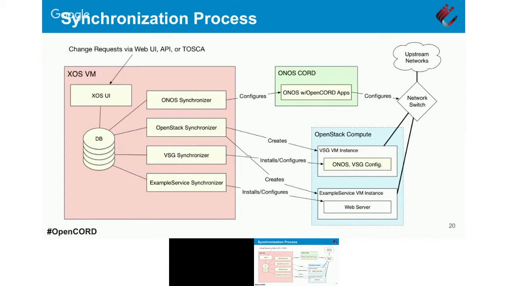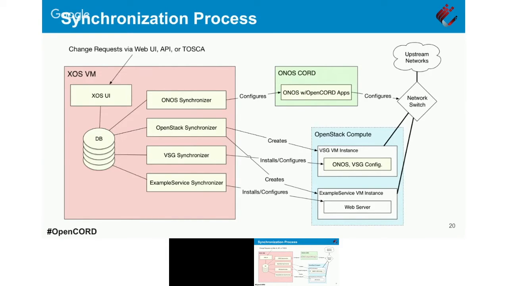This shows the synchronization process. When a change comes into the system via either the web UI, through API calls, or the TOSCA interface, they go into the XOS UI container, which provides a web interface and API endpoints. Those changes happen in the services data model, and then the synchronizers detect that. In this example, let's say a new VSG and example service instances need to be created.